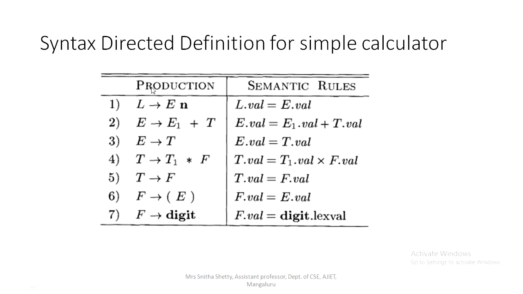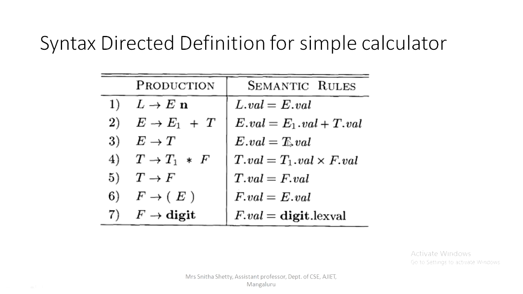SDT means we are writing the rules in the production. I gave one syntax for how we write it. For example, E gives E plus T means we write E.code = E.code || T.code || +. So you can see a simple SDT for a simple calculator here. The semantic rules are written as L.value = E.value. We are attaching the code to the production. For E gives E1 plus T, you write E.value = E1.value + T.value.